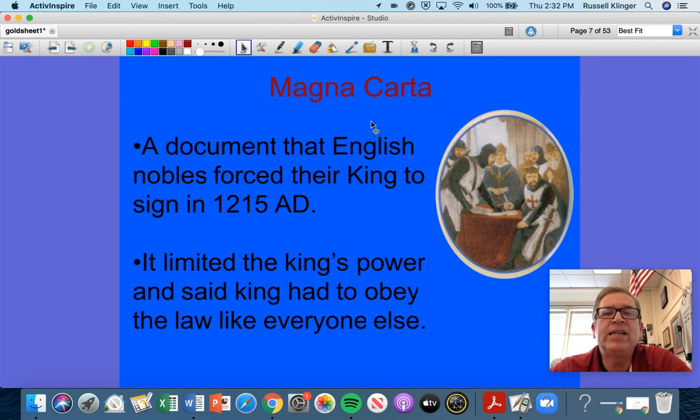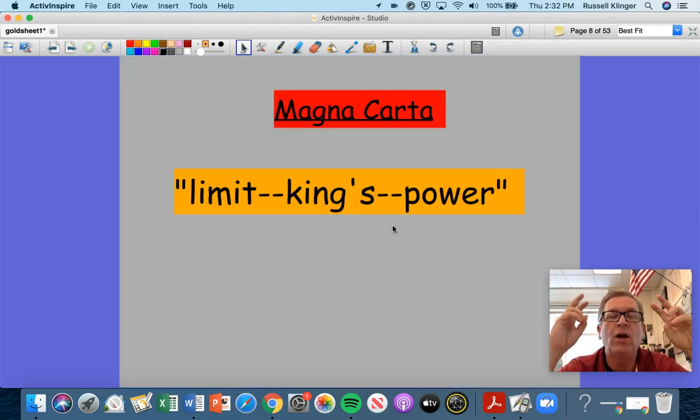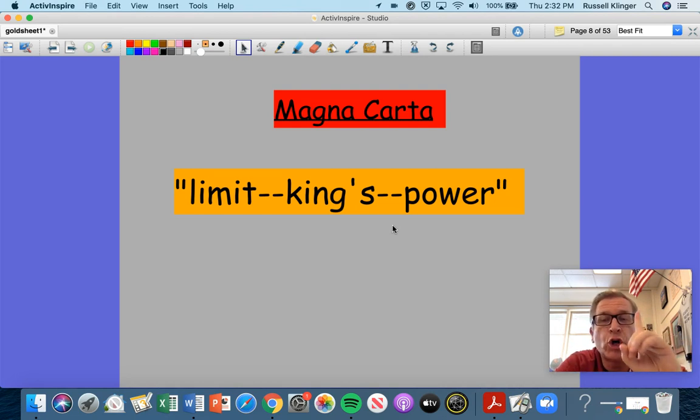So the key significance in your notes here is the Magna Carta is a document that the English nobles forced their king to sign in 1215, and it limited the king's power. And it said that the king had to obey laws like everybody else. That is the key point and the key concept behind the Magna Carta. It limits the king's power, right? So if I was to say, what's the phrase that pays? What is that term that's associated with the Magna Carta for this class? You would think of the Magna Carta as being, it limits king's power.